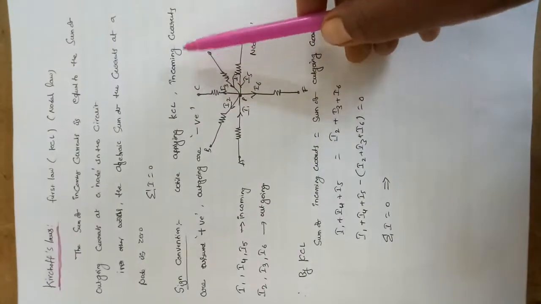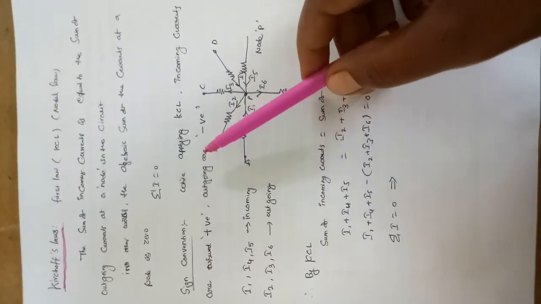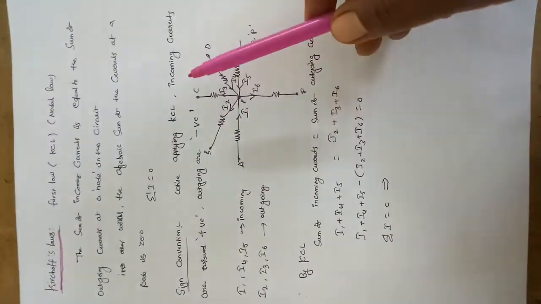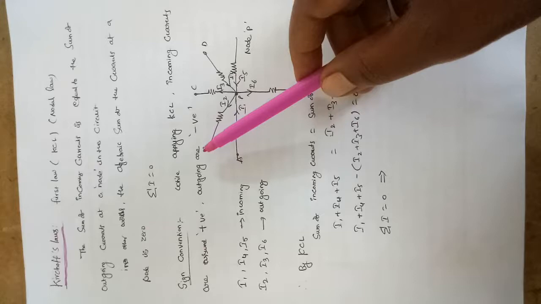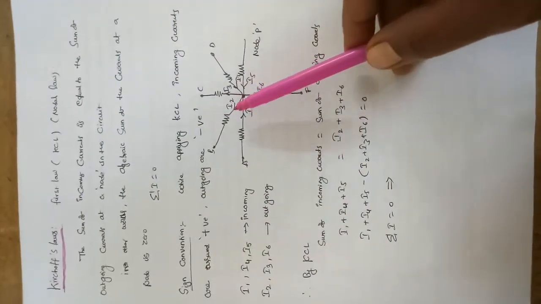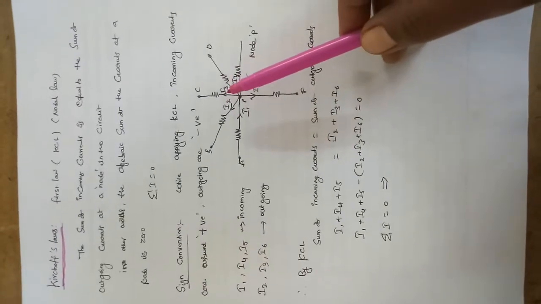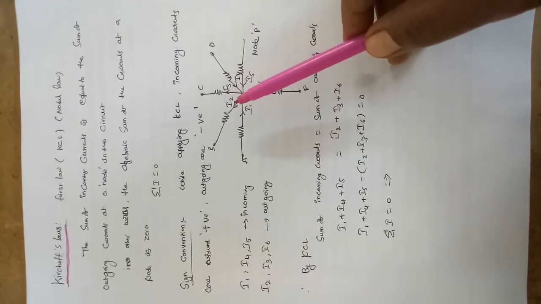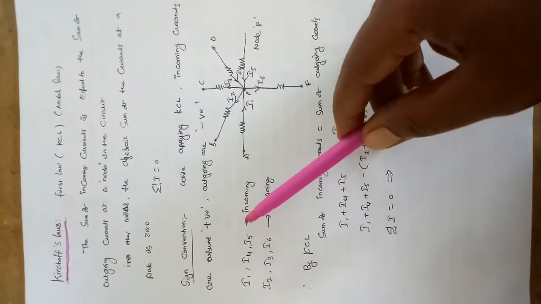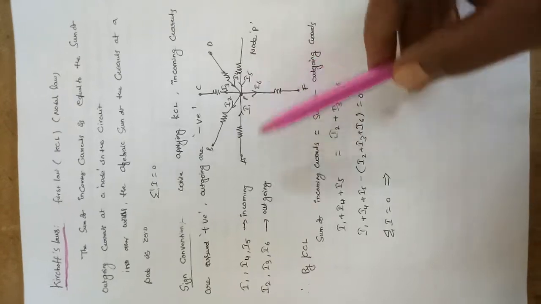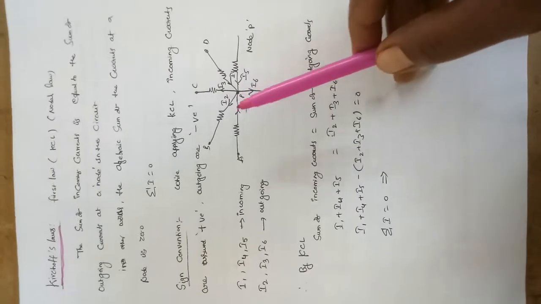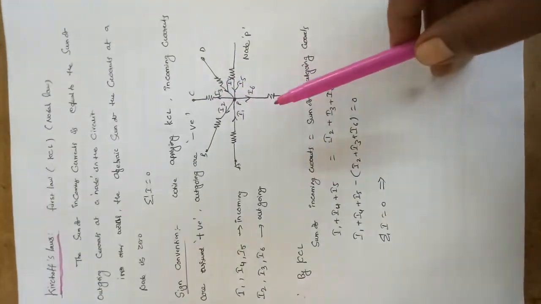While applying KCL, incoming currents are assumed to be positive and outgoing currents negative. The sign convention is very important while applying KCL or KVL. In this circuit, I1, I4, I5 are incoming currents. I2, I3, I6 are outgoing currents.